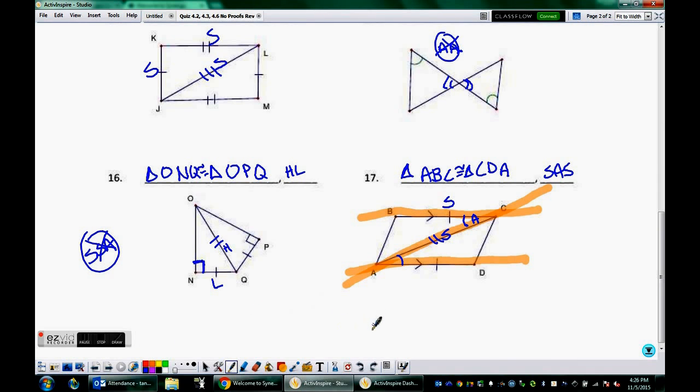So a quick little review here. Remember, the only 5 options that I can use here are side, side, side, side, angle, side, angle, angle, side, or hypotenuse, leg, or you have to say not congruent.